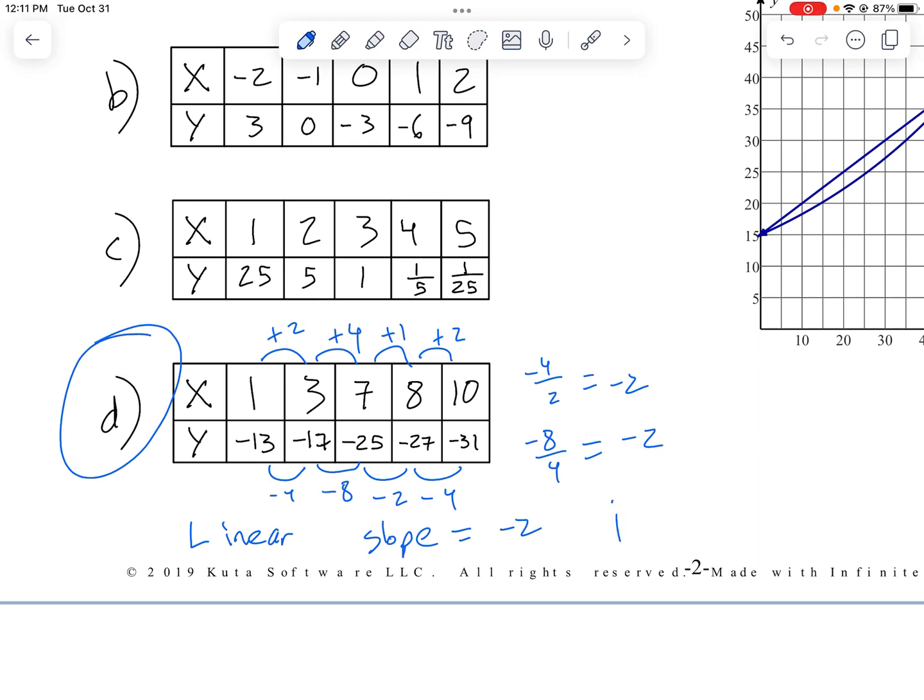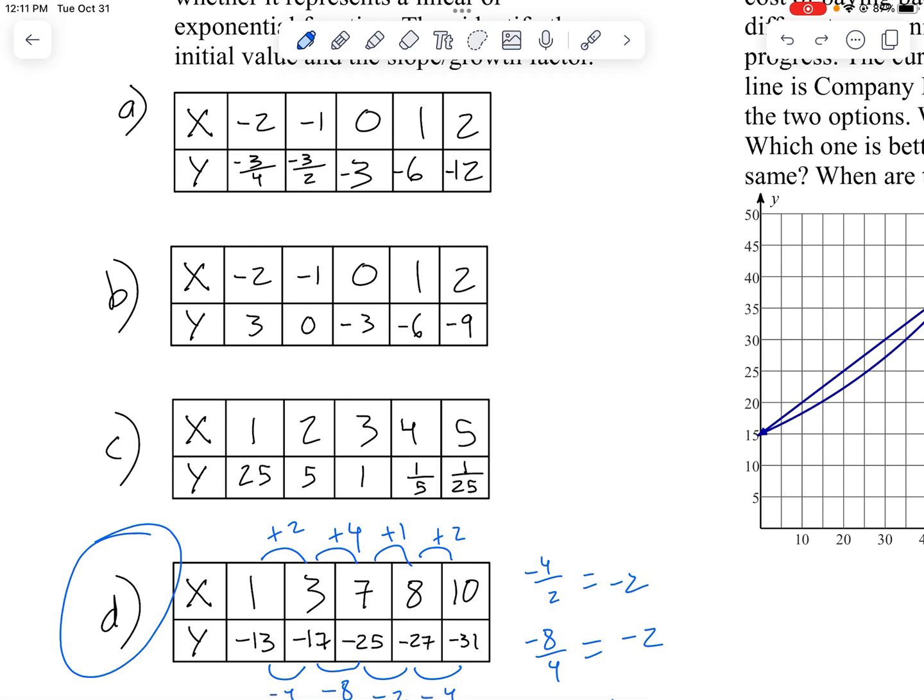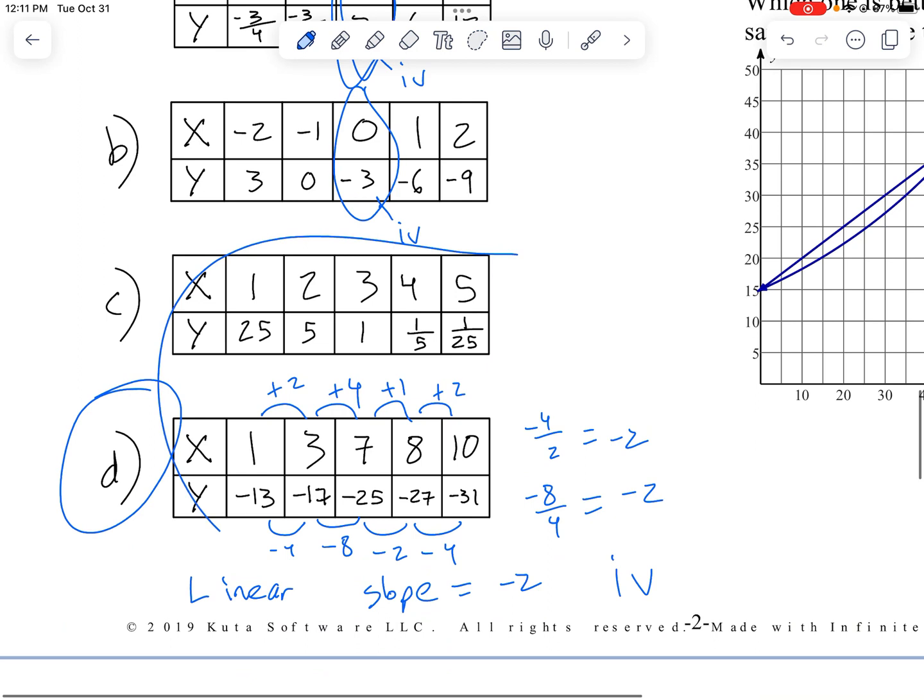But we also need to figure out the initial value. In a table, the initial value is when x is 0. But here we don't have any x's being 0. Up here we do have it, like on A, our x value is 0, so the -3 would be the initial value. And on B, again, x is 0, the initial value there is going to be -3. But on these two tables, we don't have the initial value. And so we had to use the pattern to figure out what it's going to be.